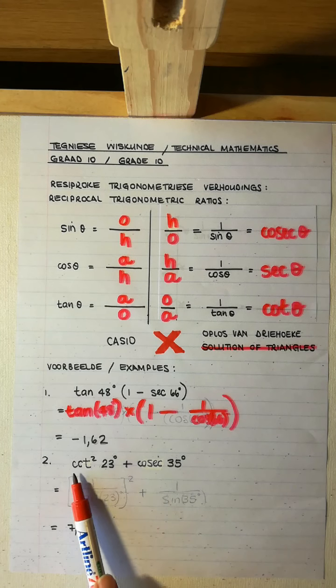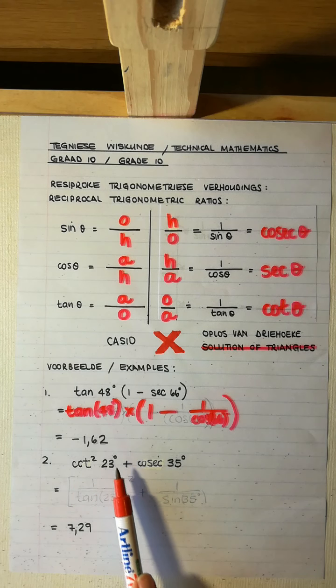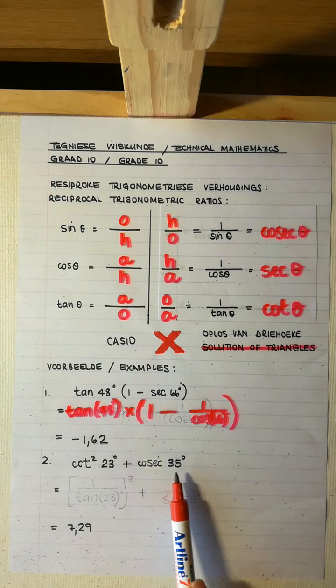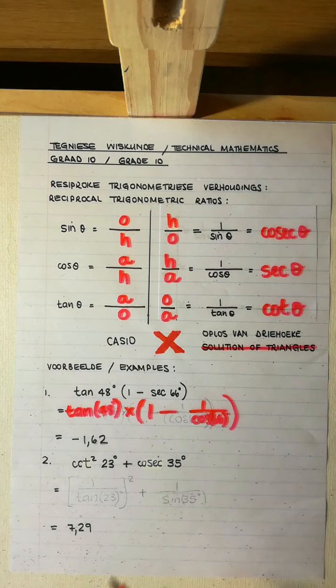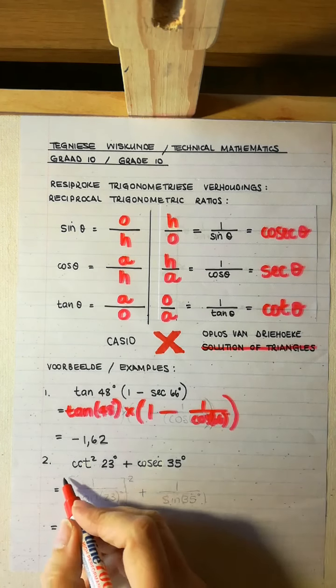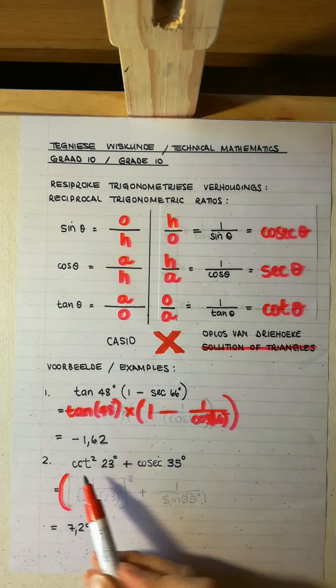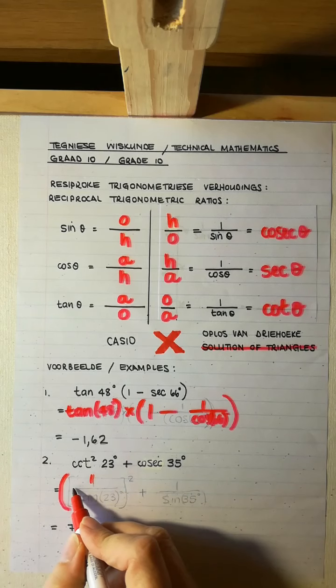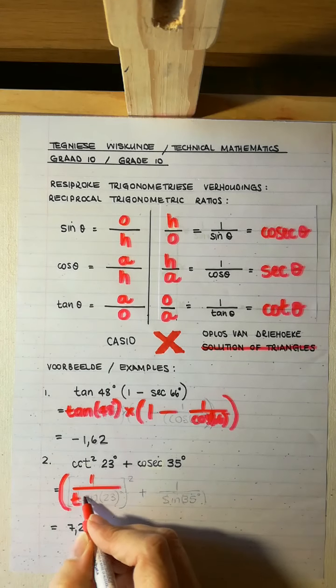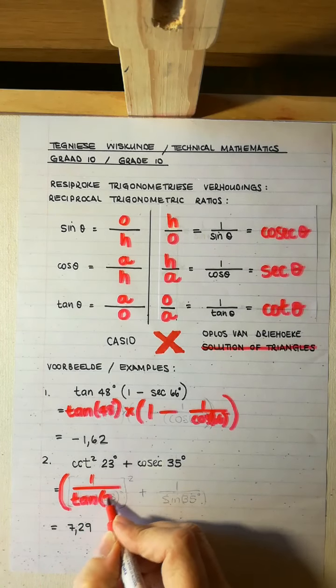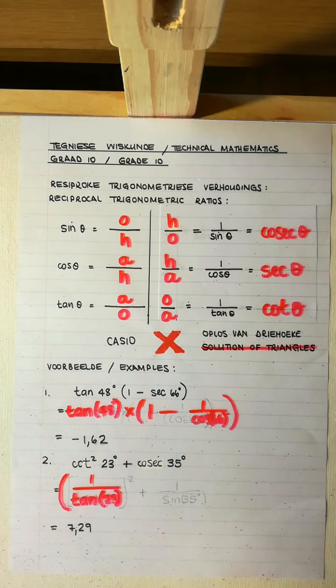Example 2, cot square 23 degrees plus cosec 35 degrees. On the calculator we will write a big bracket, and since cot is not found on the calculator, we will write 1 over tan 23 inside of a small bracket.